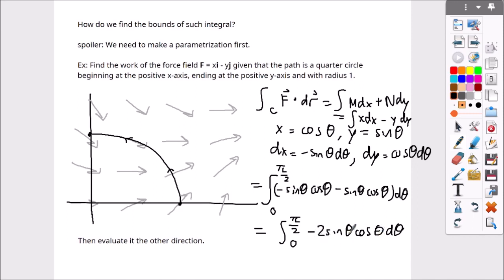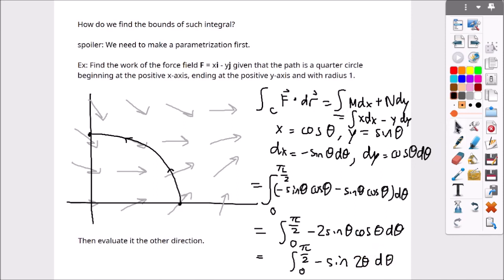You can do a u substitution. You can do sine theta equals u, and du is cosine theta d theta. You can do that as well, but I'm not going to do that. I'm going to turn this into a sine 2 theta situation, negative sine 2 theta. This is the identity that I'm using: 2 sine theta cosine theta equals sine 2 theta.